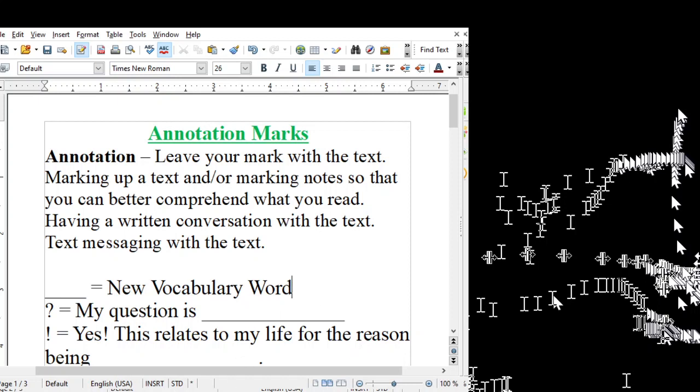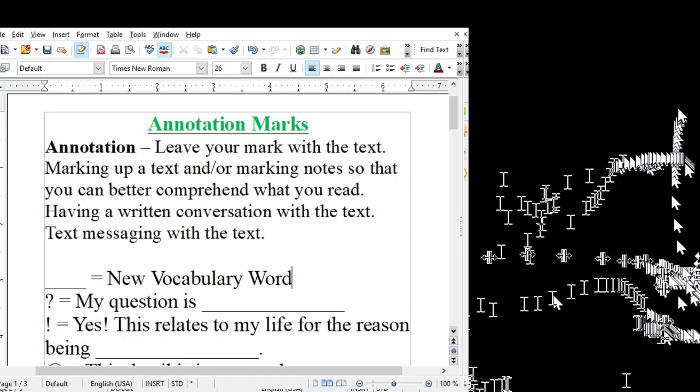All right, and then the last symbol, because I think I only did, or how many? 1, 2. So you got the underline for a new vocabulary word. You have the question mark because you just read something and now you have a question. You have the exclamation point, which means that, hey, I just read something that relates to my life. And it relates to my life because, and then you put in the margin how it relates to your life.